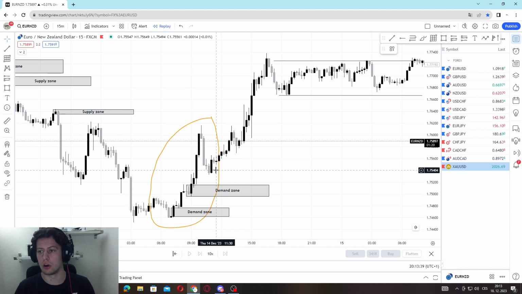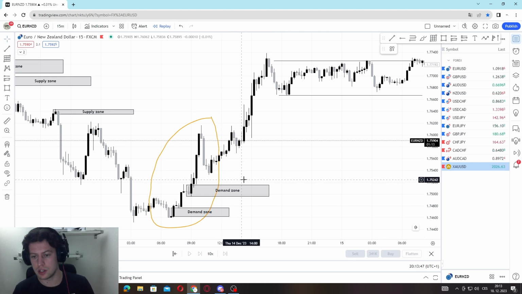You practice it, you will see it on the demo, or when you just analyze it, when you look at the charts, you will start to see it when you look at it. So these are demand zones.